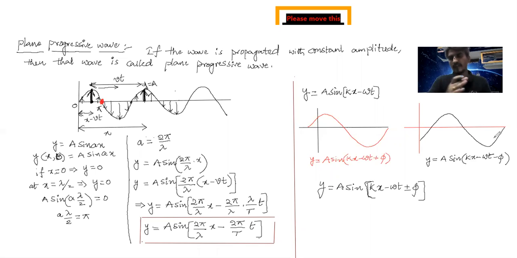Okay, now, if a wave is propagated along positive x direction, how to write this equation? If it is propagated along negative x direction, how to write that equation? x minus vt is what? x plus vt is what? Okay.